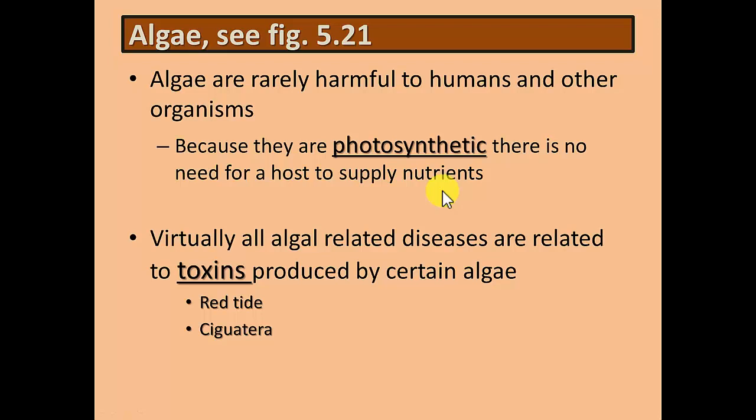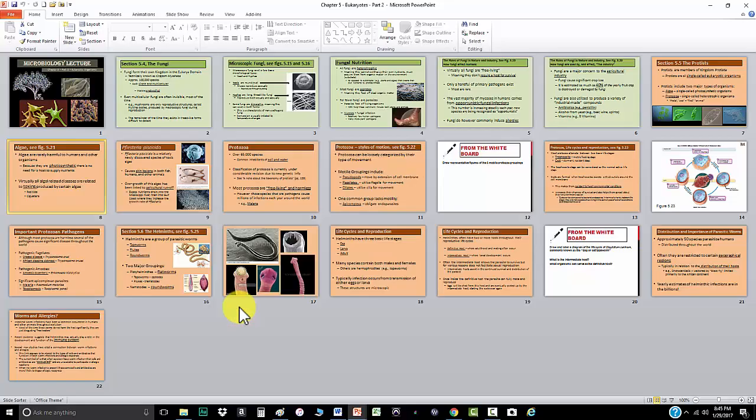There is an example, though, where algae can be problematic in that they, kind of like mushrooms, can produce toxins that can be poisonous. And that's typically where you see the most issue when it comes to algae being problematic to people or animals. So an example would be a red tide. Pull up an image here of that.